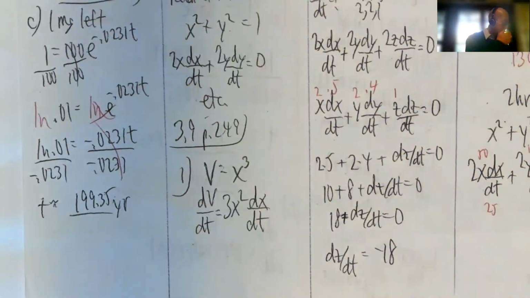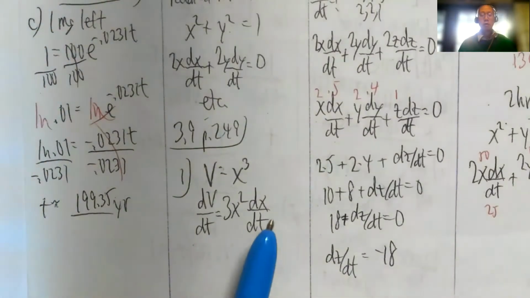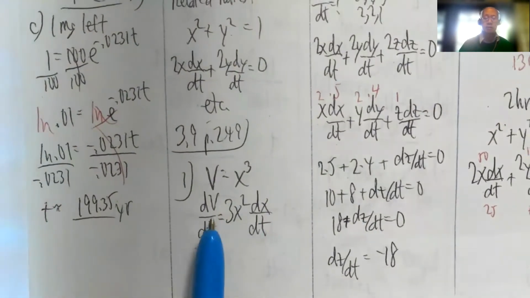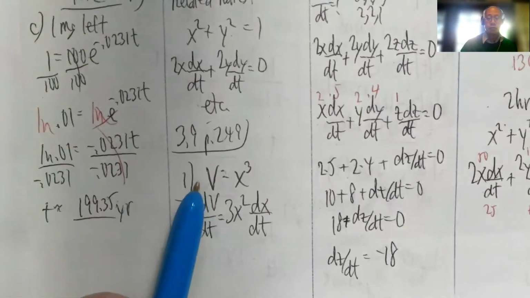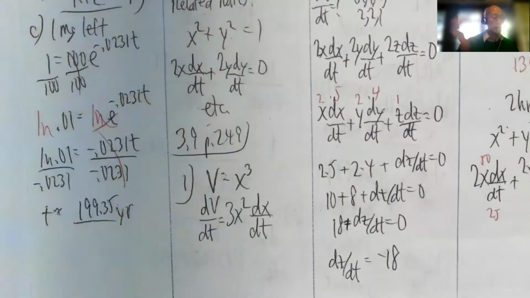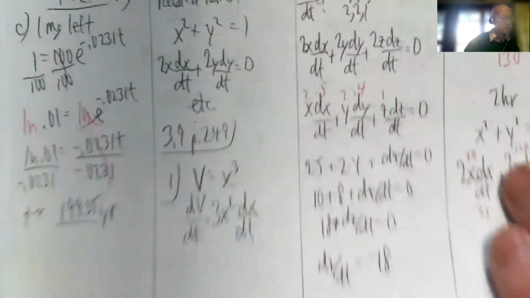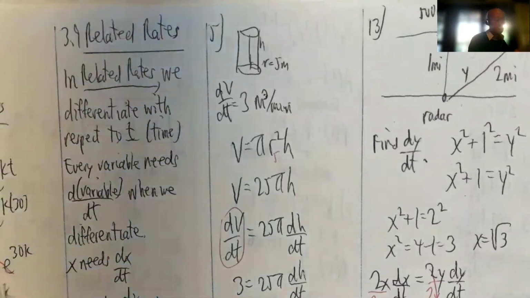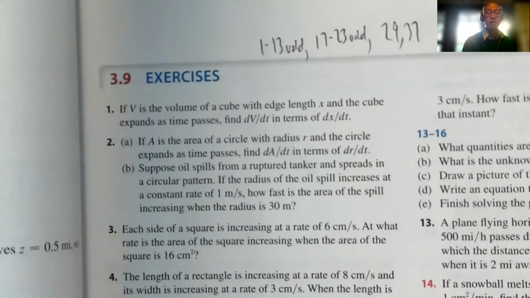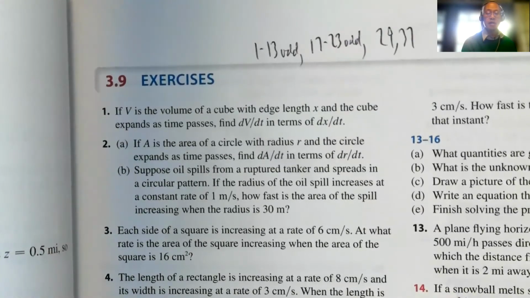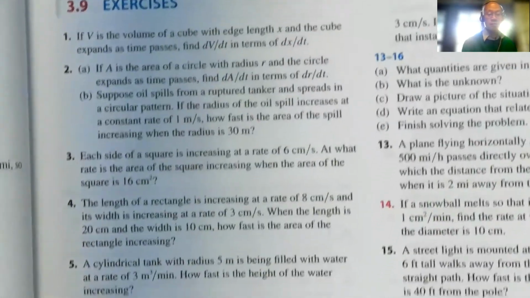All right, number 1, volume is x cubed. So they just want dv dt in terms of dx dt using this Leibniz notation, the d notation. So the derivative of v with respect to t is dv dt. Derivative of x cubed is 3x squared dx dt, and that's all they asked for. Number 1: v is the volume of a cube with edge length x. As the cube expands as time passes, find dv dt in terms of dx dt.